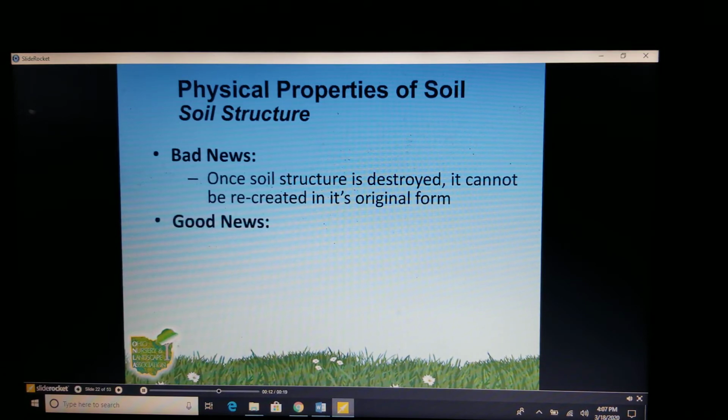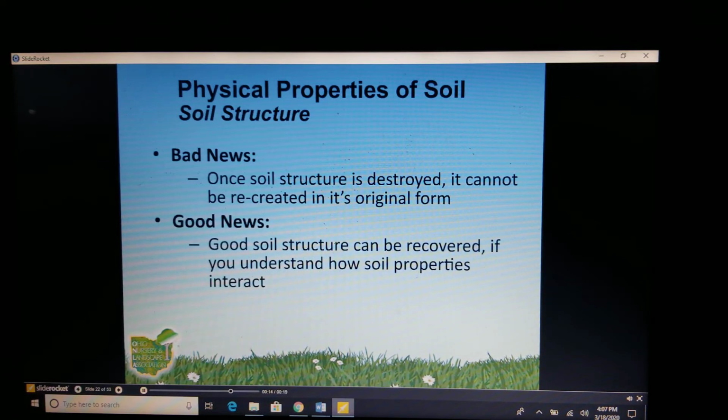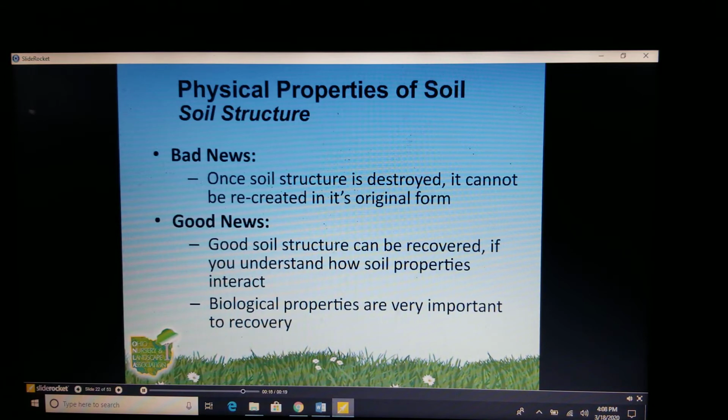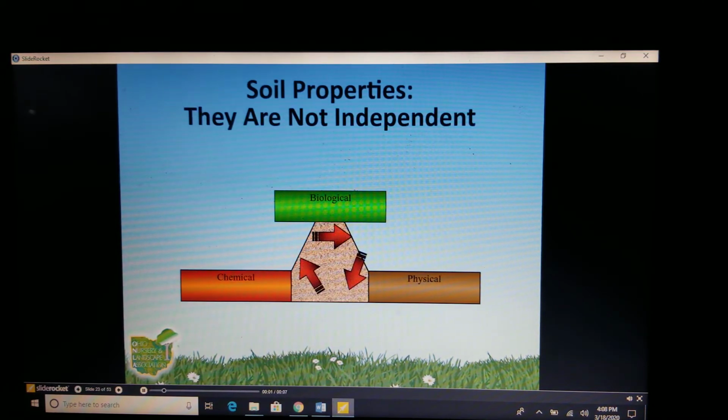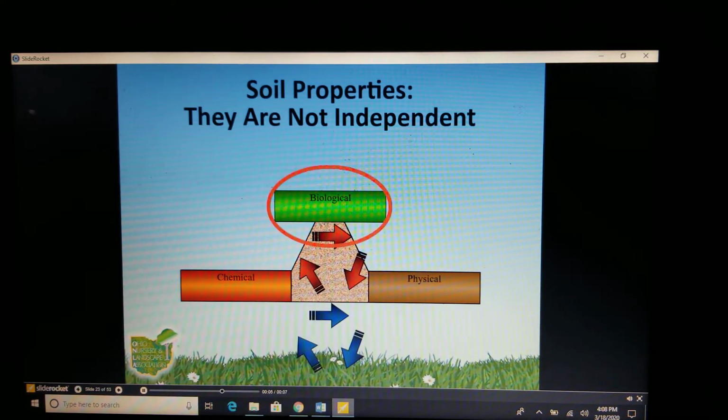The good news is that good soil structure can be recovered if you understand how the biological properties of soil affect the recovery. Once again, do not forget that the different properties of the soil interact. Next, we will discuss soil's biological properties.